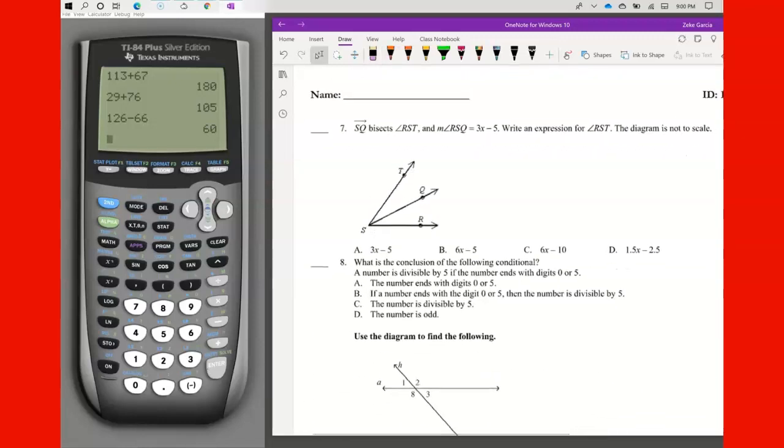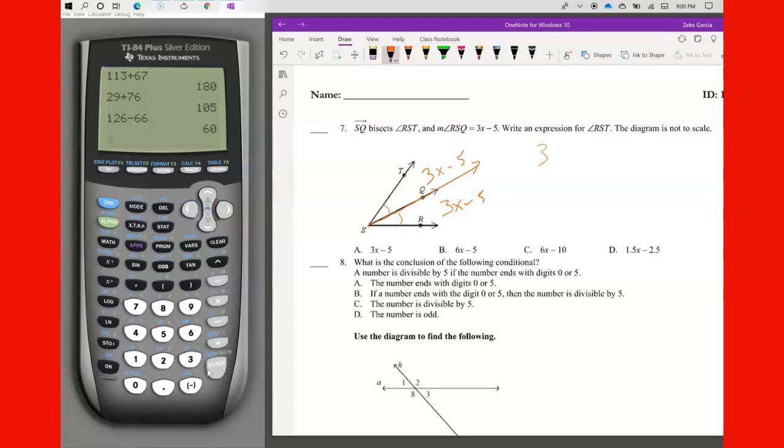Number 7, it says ray SQ bisects, that means it cuts this angle in half, so these angles are congruent. And the measurement of angle RSQ is 3x minus 5. Write the expression for angle RST. Remember, if this is going to bisect the angle, then this angle also has to be 3x minus 5.